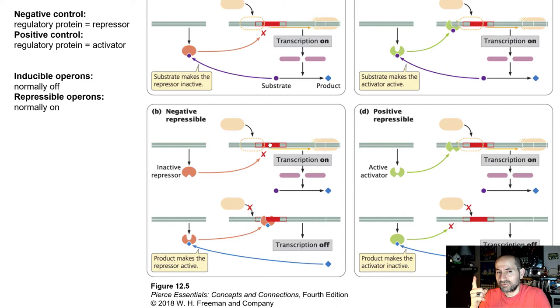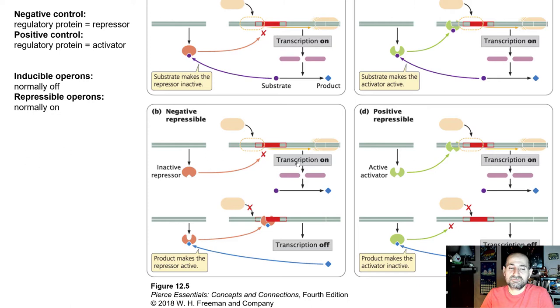If the gene is normally on, would its repressor be normally stuck here, normally on the DNA? No, because if a repressor was here on the DNA, the gene would not be on. Does that make sense? You need to do something in order to turn off these genes.